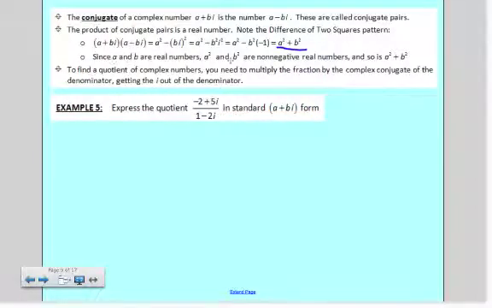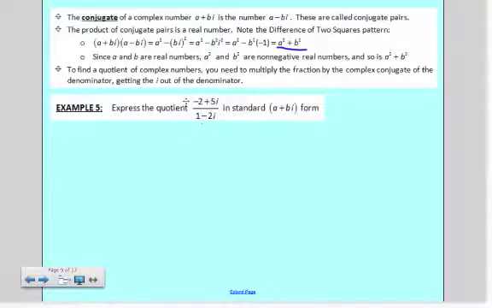So, since a and b are real numbers, a squared and b squared are non-negative, and this is what we get. To find a quotient of complex numbers, you need to multiply the fraction by the complex conjugate of the denominator. You cannot have an imaginary number in the denominator of a fraction, just like we used to not be able to have that square root. So if it was 1 plus the square root of 3 on the bottom, we had to multiply by 1 minus square root of 3. We're going to do something similar here.